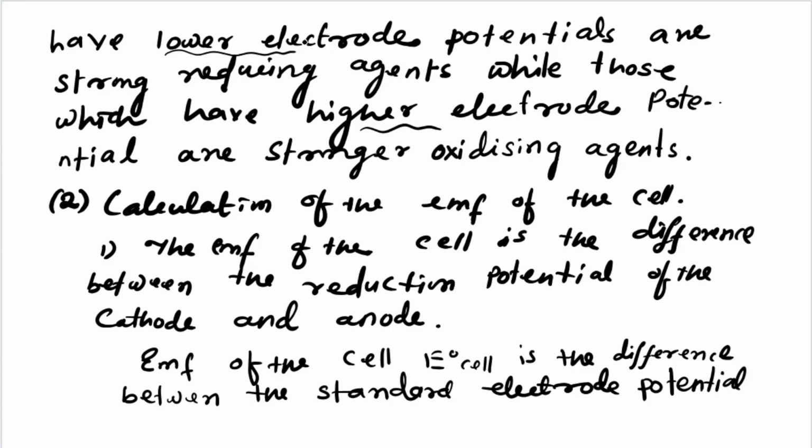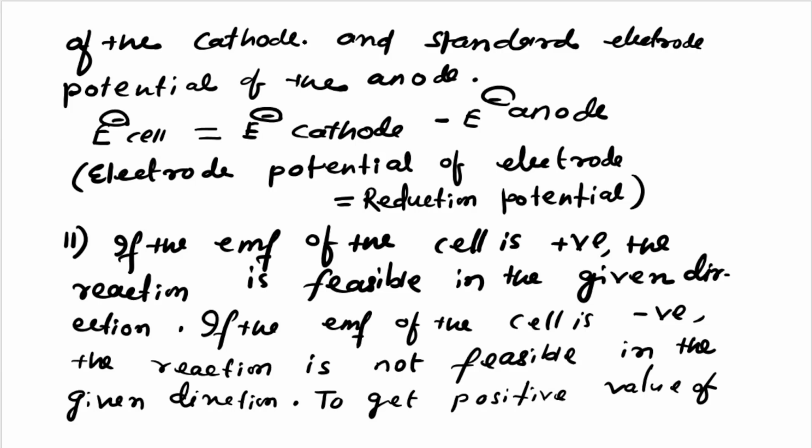Nowadays, only reduction potential is known, no oxidation potential. The reduction potential should be given, then one should calculate. So here, it is the cathode and anode difference. That means the cathode has the higher value and the anode has the lower value. So you can calculate the difference, and it should be a positive one. EMF of the cell is the difference between the standard electrode potentials of cathode and anode. Both are standard electrode potentials.